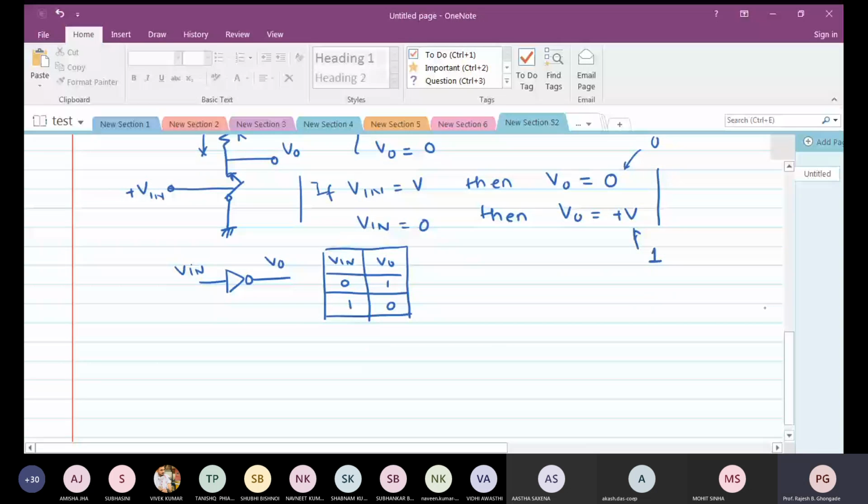Now, in a similar way, I can have one more construct which behaves in a similar way. What is that construct? I have a switch here, I have a resistor here, and this is where I'm going to get the output. So this is V. Again, this switch is going to be controlled externally. Now when the switch is on, what is going to be the output voltage?